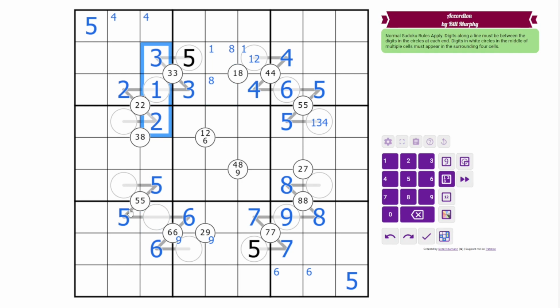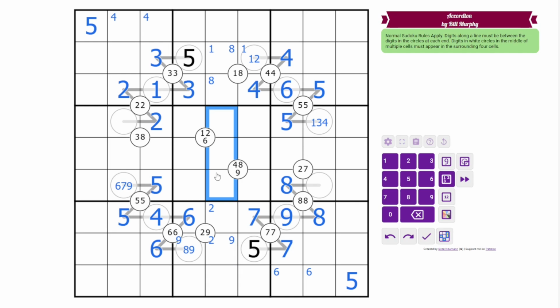Down here we have 1, 2, 3, and then we have 5 through 9, so this is a 4. It means this has to be bigger than 5, and this has to be bigger than 6, which can only be 8 or 9. It means there's a 2 in one of these cells.